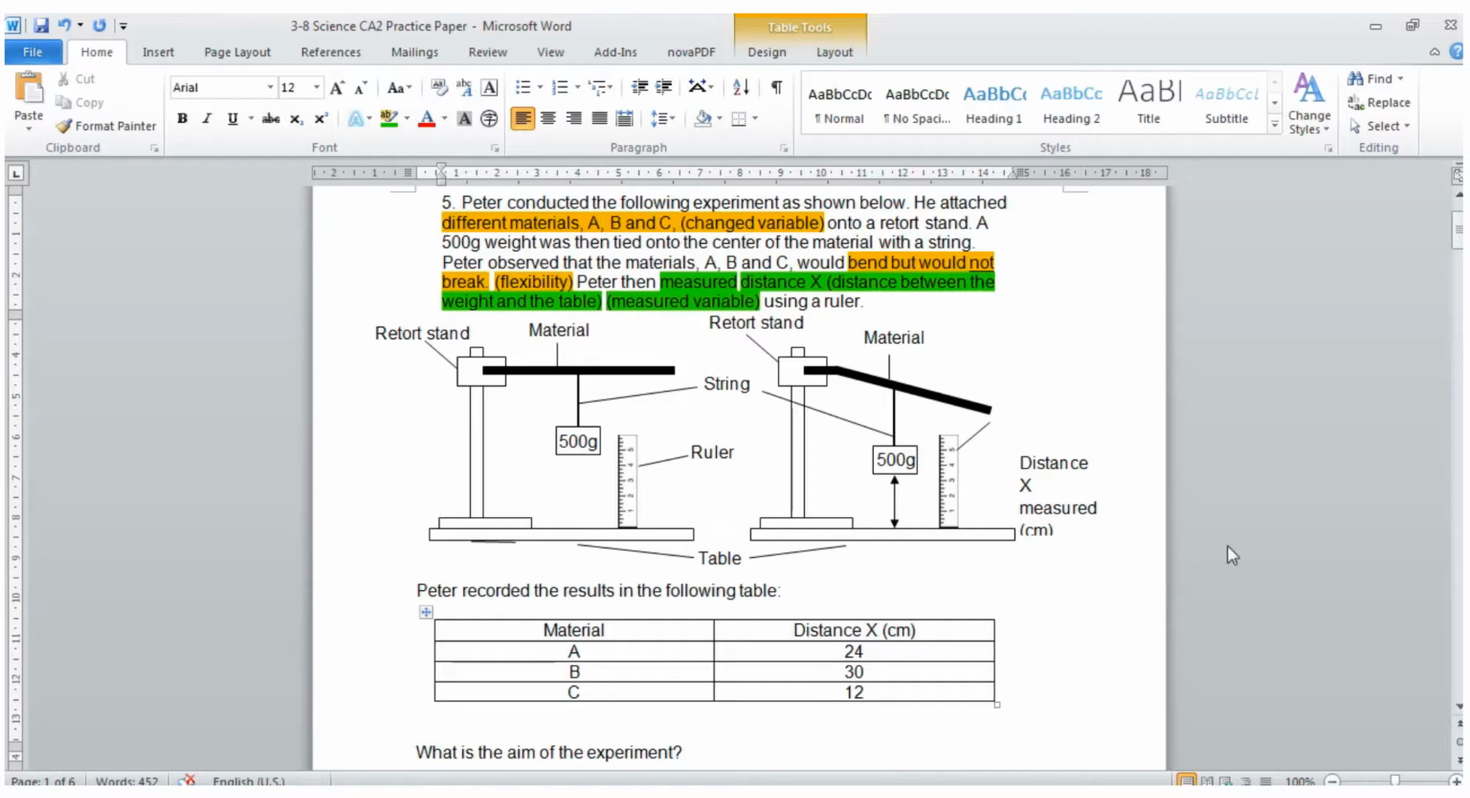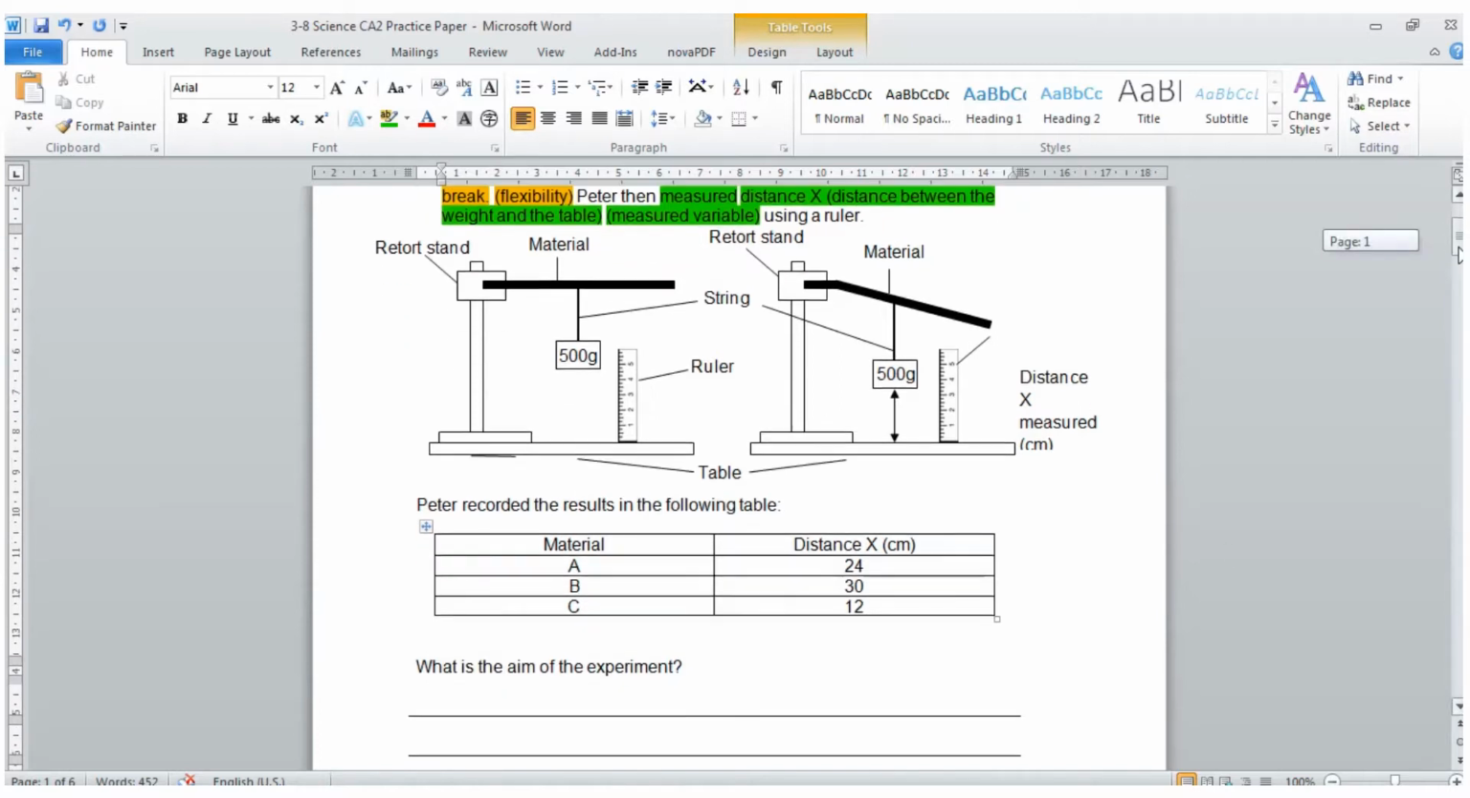So let's do one thing at one time first. Later we interpret the results. Let's first look at the first question. What is the aim of the experiment? Remember, first and foremost, let's recall: what is the formula to write the aim of an experiment?